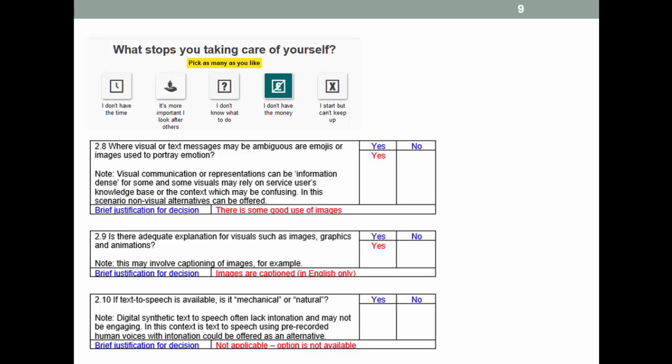Okay, so question 2.10 probably needs to be a little earlier in the quiz along with other related material, so we'll probably look at this later on. Again, the answer for this is no. For the other two questions, yes, there's some good uses of images and icons, but the caption, of course, is only in English.